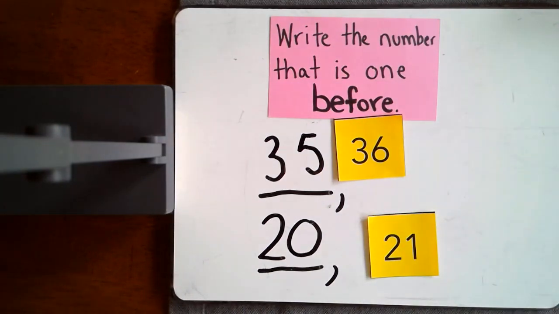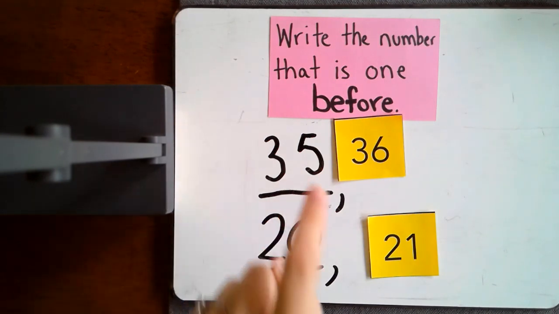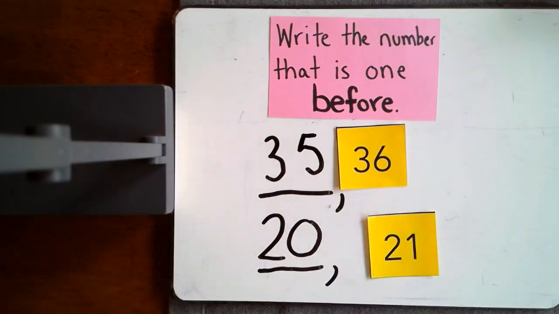A way you can check your answers, first graders, is when we count, and you are excellent counters, we usually count going up. So I can check this. I can go 35, 36, 20, 21.